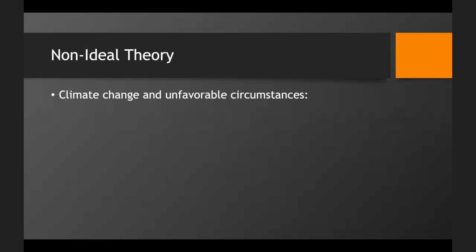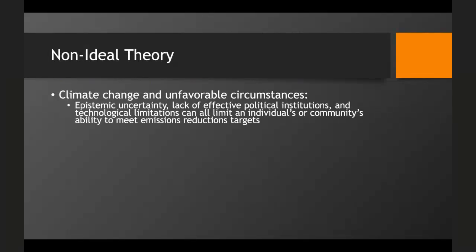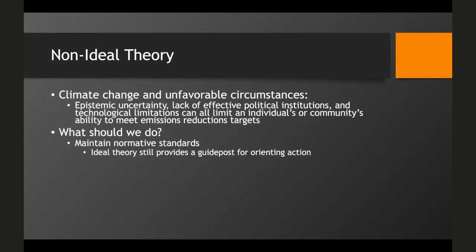What about unfavorable circumstances? Everything from the uncertainty over the exact trajectory of climate change, the lack of effective political institutions to enforce and maintain emissions reduction targets, to technological and economic limitations that make it hard for individuals, communities, or states to meet emissions reduction targets. So what should we do in response to these unfavorable circumstances? Well, we could maintain our normative standards, and even if we can't meet them, these theories of justice at least give us guideposts for orienting action, even if we fail.